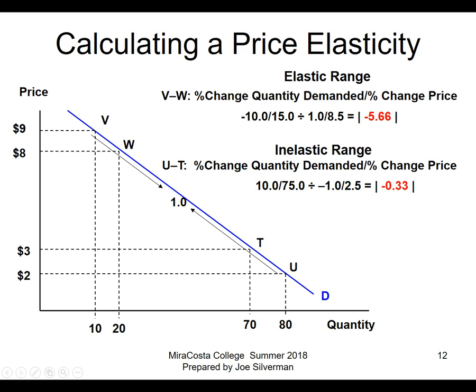Now, how is this different or how does this compare to a slope? Remember, if we have a straight line that represents a slope, we can take any two coordinates on that line and we will calculate the exact same slope. So this is another way that an elasticity differs from the slope of a line.